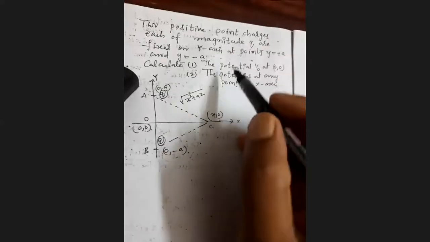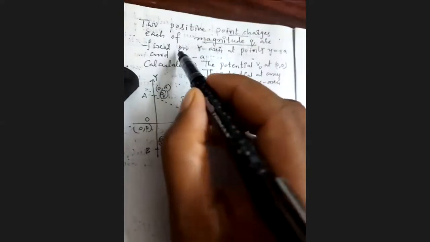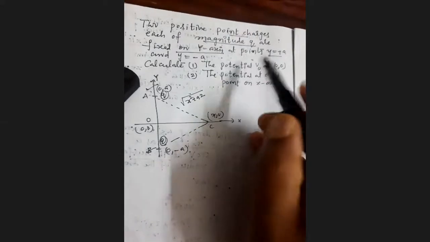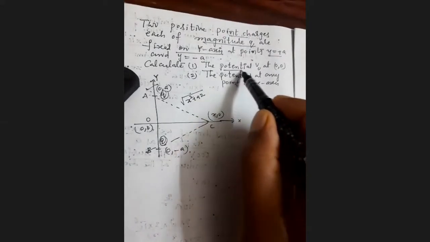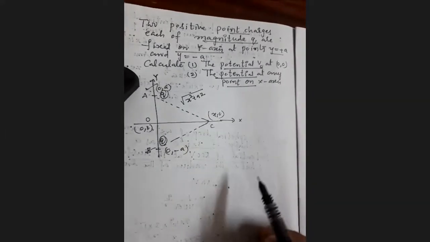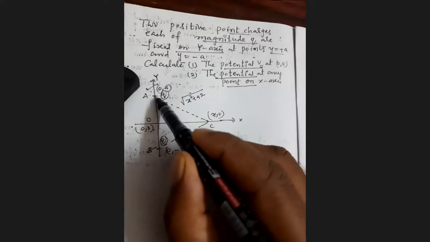Two positive point charges, each of magnitude Q, are fixed on the y-axis at points y equal plus A and minus A. Okay. So find the potential at the origin. The second bit, the potential at any point on the x-axis. Right. Here the charge Q is placed at the points A and B.